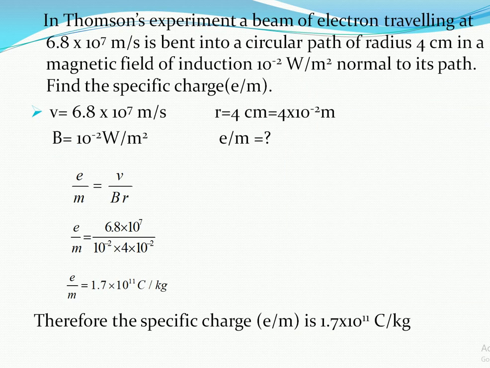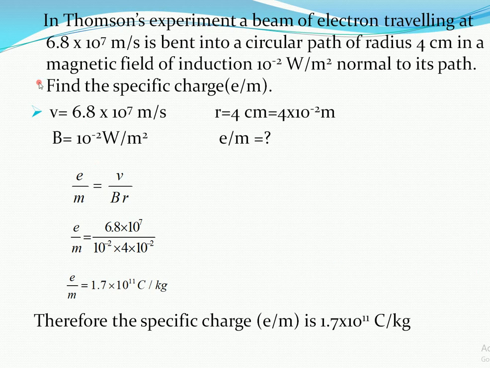Numerical. In Thomson's experiment, a beam of electrons traveling at 6.8 × 10^7 meter per second is bent into a circular path of radius 4 centimeter in a magnetic field of induction 10^-2 Weber per meter square, normal to its path. Find the specific charge, that is e/m.